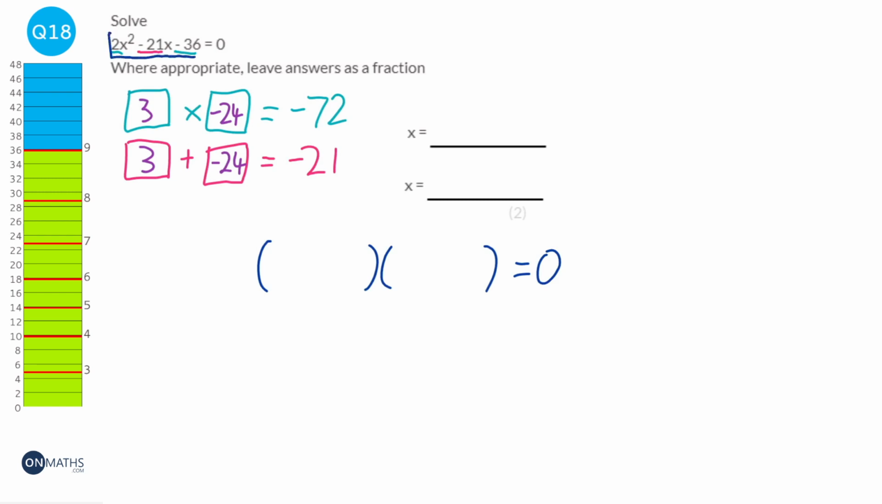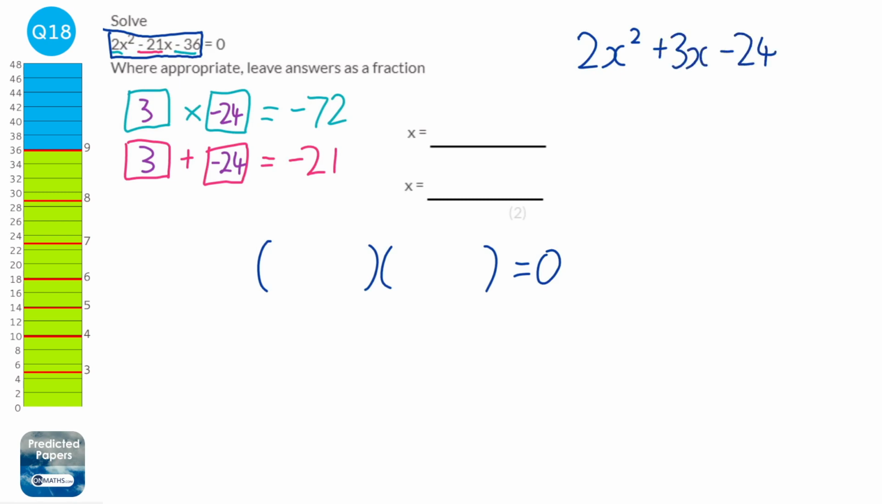I'm going to write out this expression. Worry about the equation later. But instead of minus 21, I'm going to write plus 3x minus 24x. So I'm just going to replace it for what we've just found out. So it's going to be plus 3x minus 24x minus 36. And we might find it easier if we put the negative first, and I probably should have put the negative first, but let's keep going.